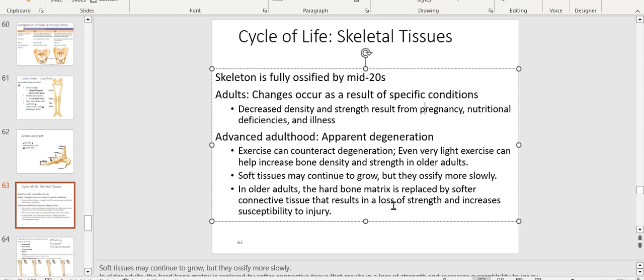Soft tissue may continue to grow, but it ossifies more slowly. There can be bone regeneration, but it tends to be slower in older adults. The hard bone matrix is replaced by softer connective tissue that results in a loss of strength and increased susceptibility to injury.